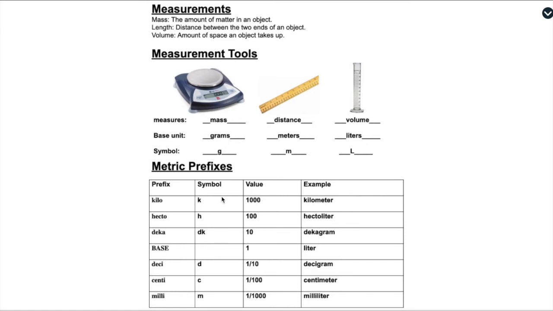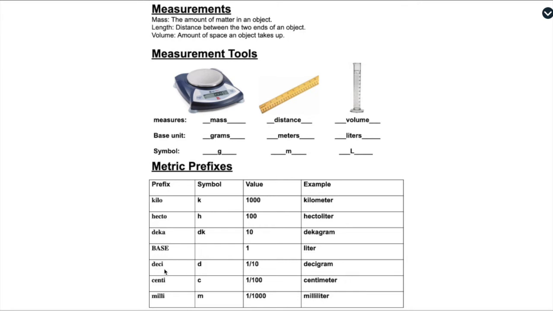So we have a few of these that we need to know. H is hecto. We symbolize that with H. The value is 100, and so a hectoliter would be 100 liters. Deca, the symbol for the prefix is dk. The value of that is 10, so a decagram would be 10 grams. You would write that as dkg for the symbol. Base unit, we've already talked about. Now, you can also divide base units into smaller parts.